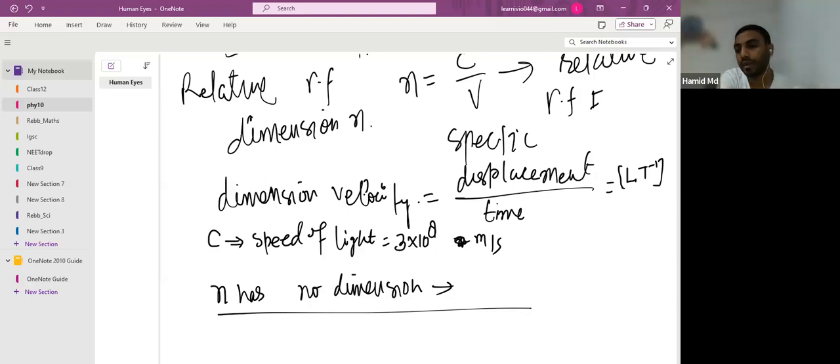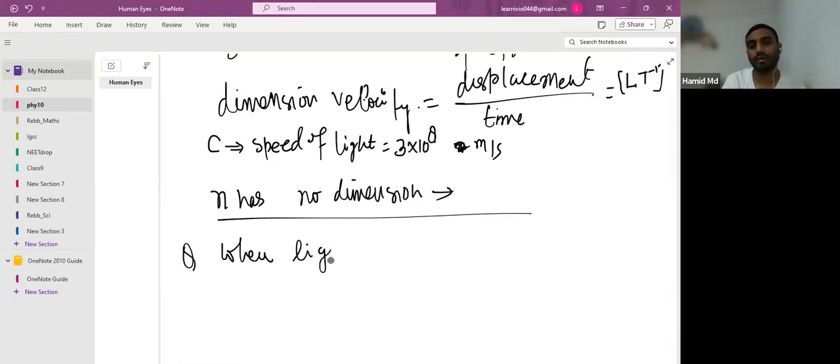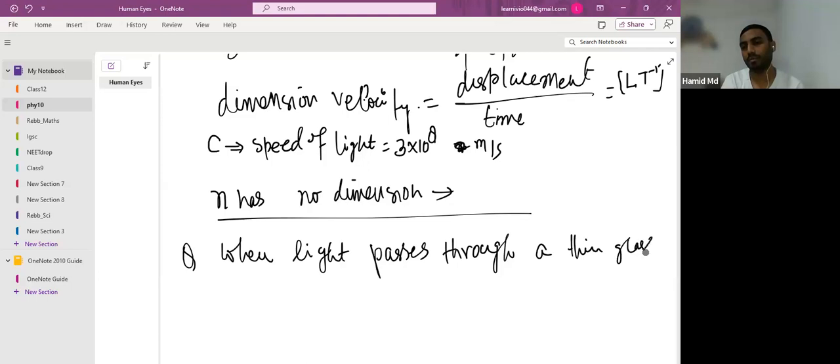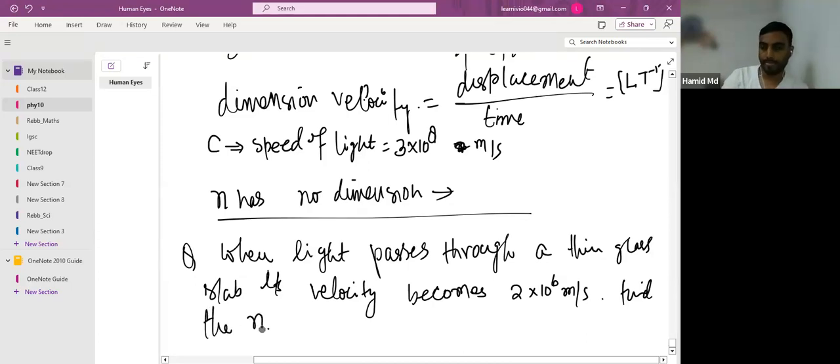Okay, so I am giving you a numerical. When light passes through a thin glass slab, its velocity becomes 2 into 10 to the power 6 meter per second. Find the refractive index n. Do it.